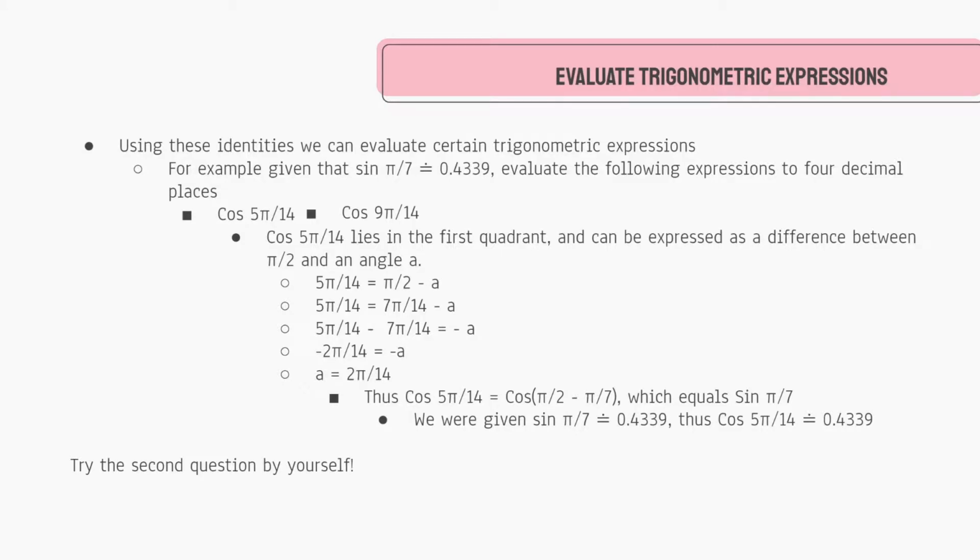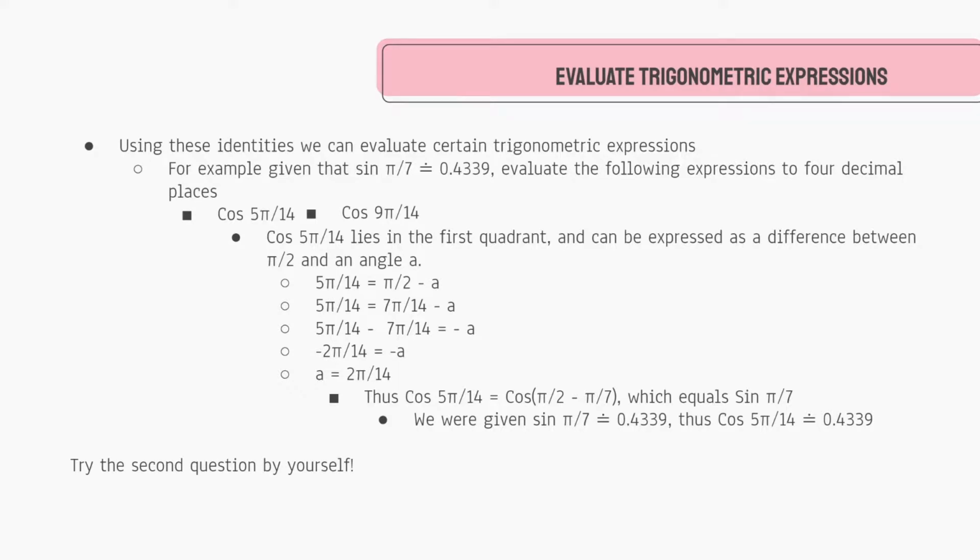For example, let's say we are given that sine pi over 7 is equal to the following number. It's asking us to evaluate the two other trigonometric expressions that we were given. Here I actually solved part 1 for you. You could do part 2 on your own.